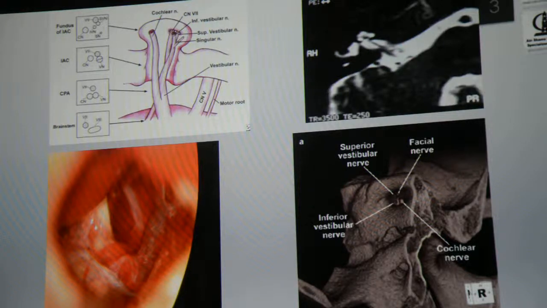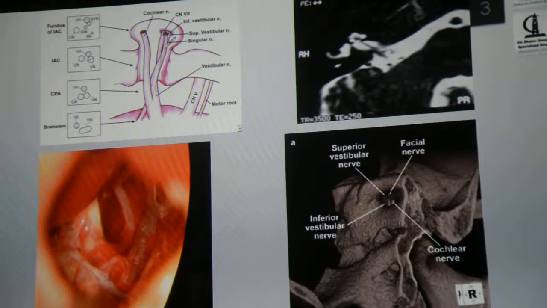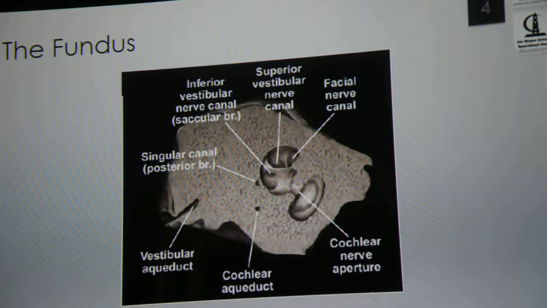So we have lots of structures going through this internal auditory canal. The porus is a plain opening. The whole canal is featureless, a patent tube with no problem in it. But at the end we have the fundus, which is the blind end. It is not really blind because the nerves should go through this fundus.